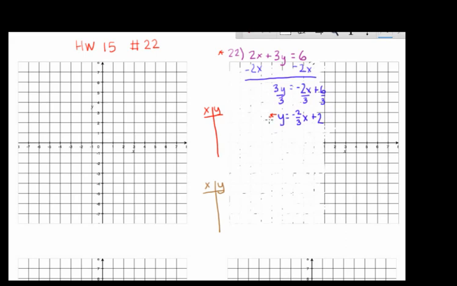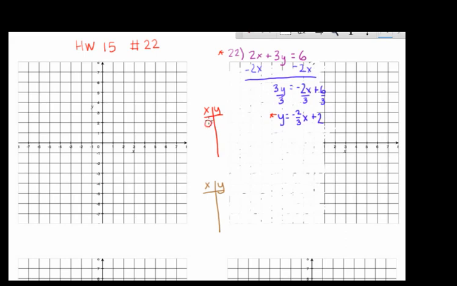The hard part, though, is probably graphing with that fraction by plotting points. On homework 16, we'll learn a different way, which would probably be preferable to graphing this. It would probably be easier. But here's how you would do it to graph these points. You're going to pick x values to sub into the equation, and then find the y values and then graph them. I'm going to show you a nice hint.